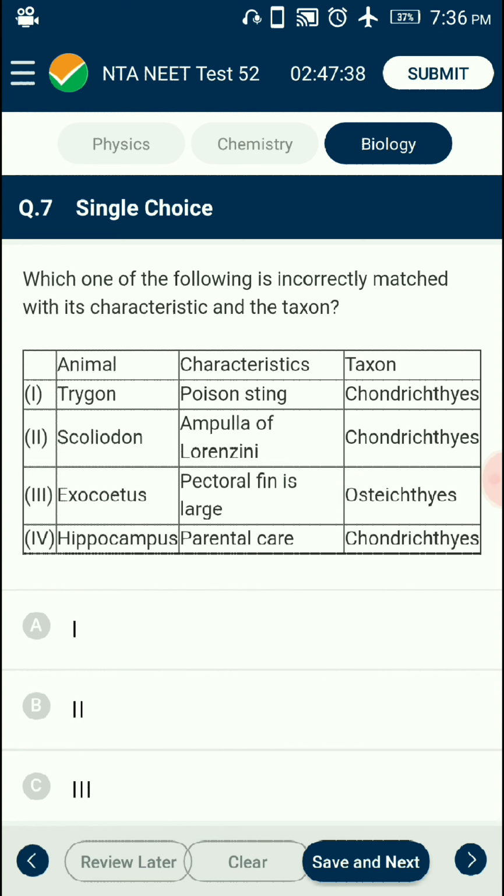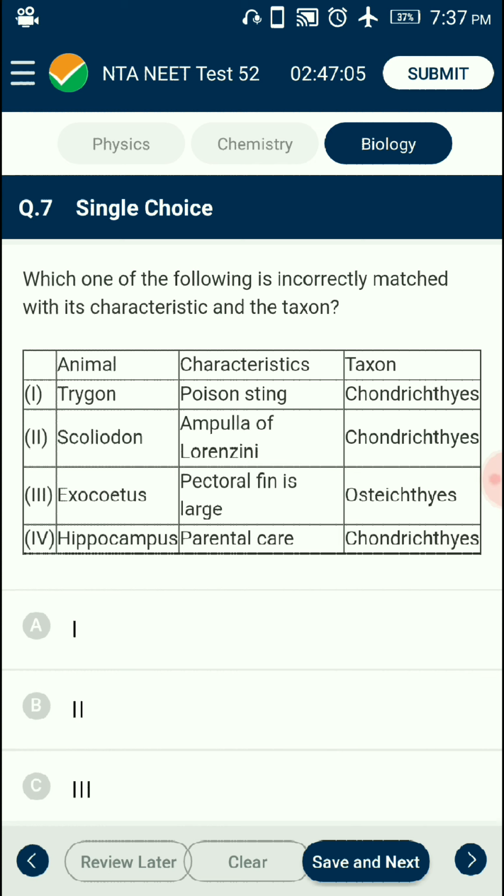Trigon and Scoliodon both belong to the class Chondrichthyes of superclass Pisces, subphylum Vertebrata of the phylum Chordata, which possesses cartilaginous endoskeleton. Notochord is present throughout life in Chondrichthyes and they possess a ventrally placed mouth. Skin contains minute placoid scales. Trigon possesses a poisonous sting and it is commonly known as stingray.